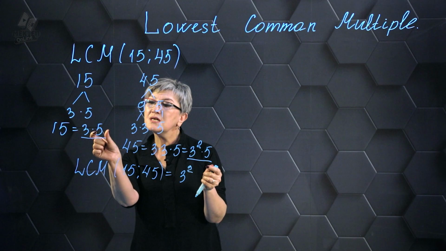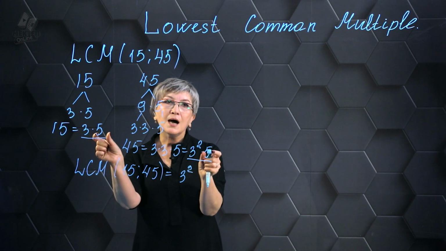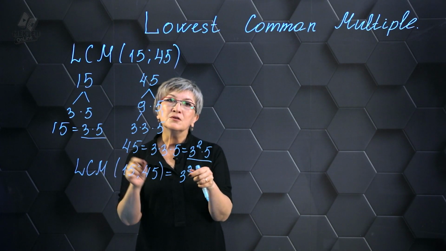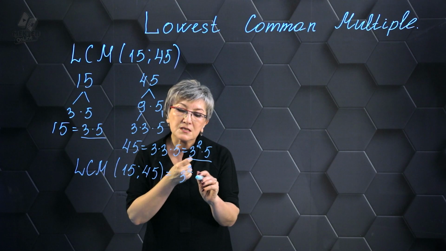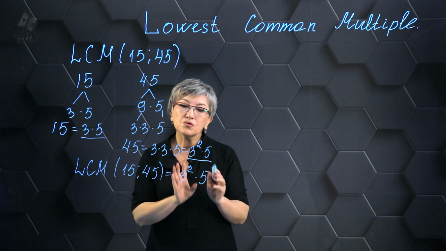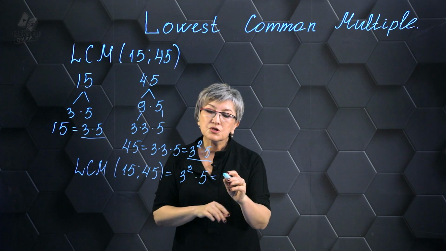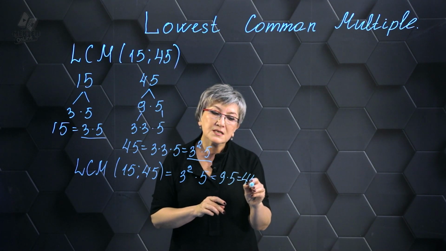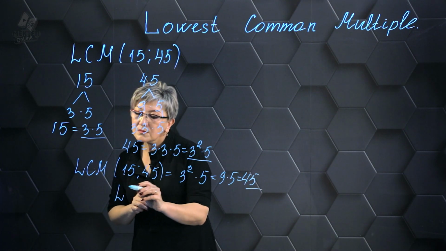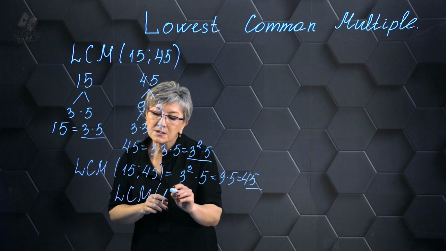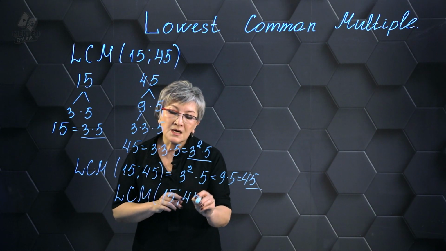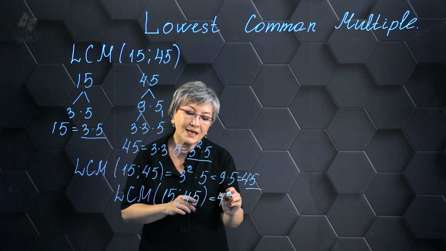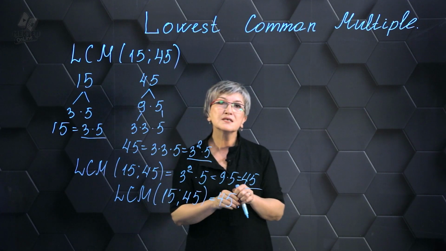Next, here's a 5 and here's a 5. It is to the first power, therefore it only repeats one time. Therefore I am writing 5. That's it. 3 squared times 5, that'll be 9 times 5, and the result will be 45. And so, the least common multiple of 15 and 45 is 45, as we can clearly observe and logically conclude.